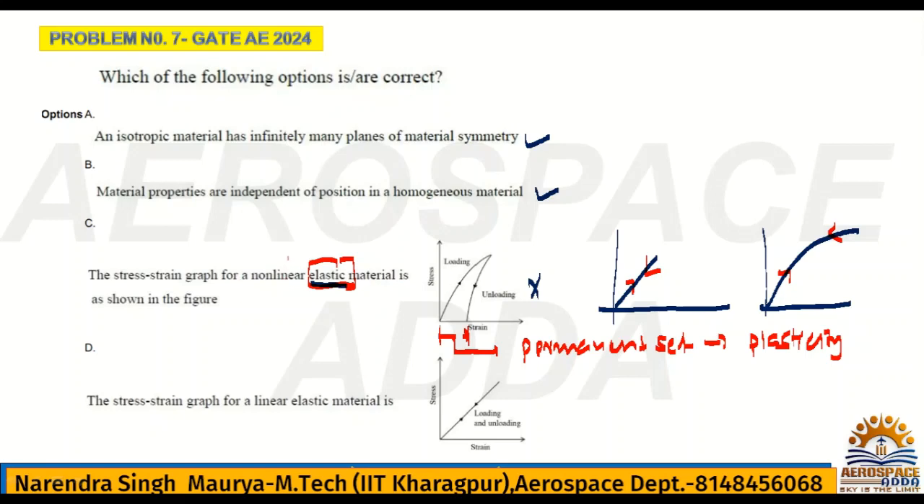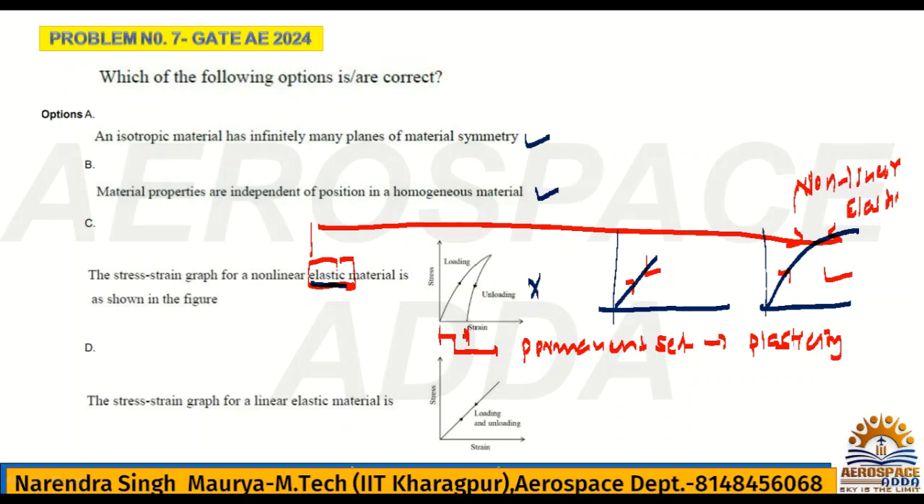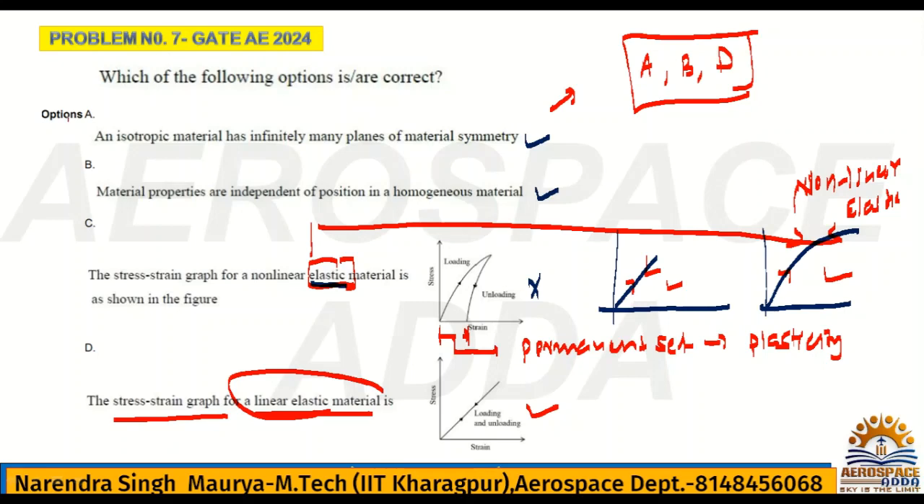What is the correct diagram for the non-linear elastic material? This is the correct diagram. This one. This is the non-linear elastic material. And obviously the stress strain graph for the linear elastic is already mentioned here in this diagram. So this is the same, loading and unloading. This is the correct one. So what is the correct option here? Correct options are, you can say, A, B and D. This one is correct, this one is correct, and this one is correct. This one is wrong. Remember it. It is MSQ, multiple select question.